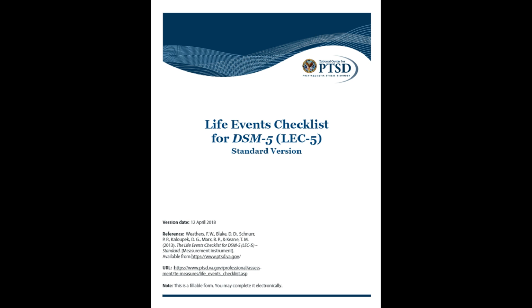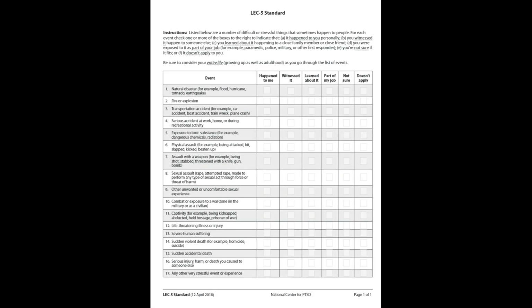As mentioned previously, the Lifetime Events Checklist, or LEC, can be used to establish criterion A across 7 predetermined items. Each item is a potentially traumatizing event that may have occurred within the client's lifetime. There are 3 versions of the life events checklist. The standard version can be self-administered, with the client completing it privately. The client checks at least one box for each event and indicates whether the event applies to them or not, and if so, the nature of the exposure.